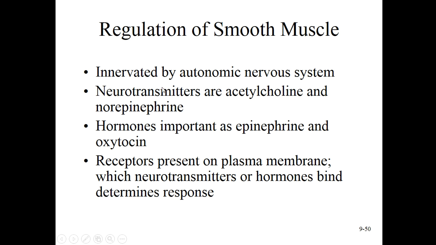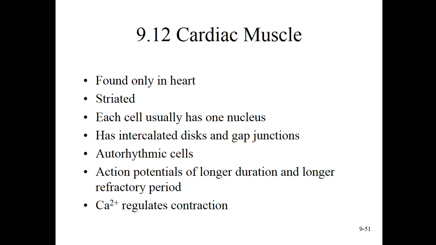So there are neurons that come down, very much like what we had seen in the neuromuscular junction, but oftentimes this electrical activity spreads from one cell to the other. Hormones as well can stimulate the movement of these organs. Cardiac muscle is also involuntary. It's found only in the heart.